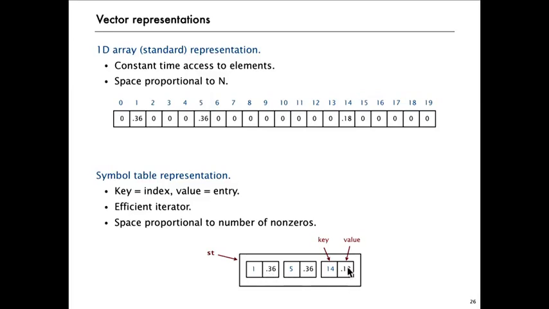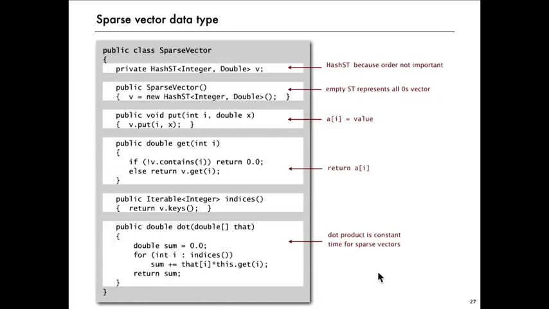So this has the same amount of information. It says that index 1 has 0.36, index 5 also has 0.36, index 14 has 0.18, and so forth. But the space is proportional, instead of to n, just to the number of non-zero entries, which again in typical applications may be way, way less. And so now we know we have a symbol table implementation that has an efficient iterator, and access is also not bad. It's just that we're able to do it with way less space.